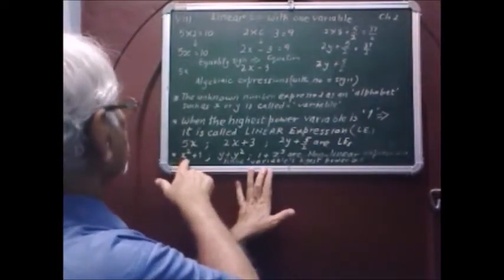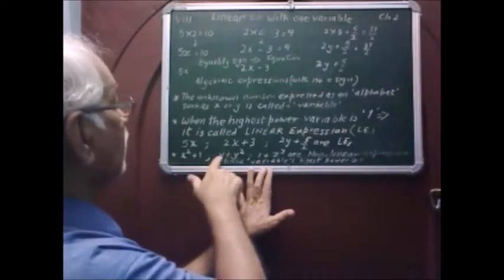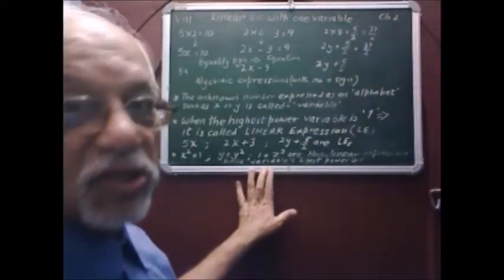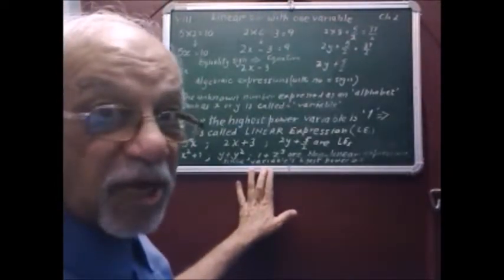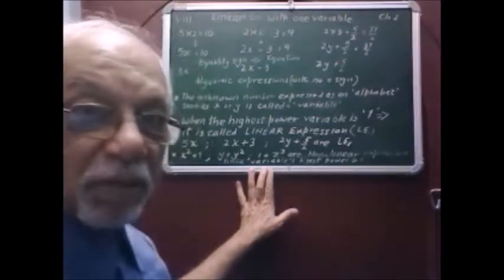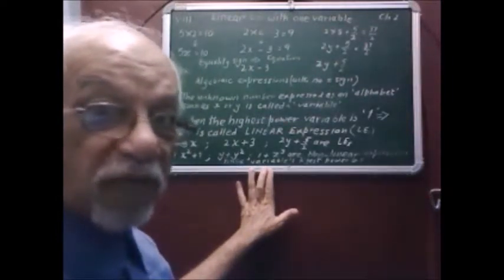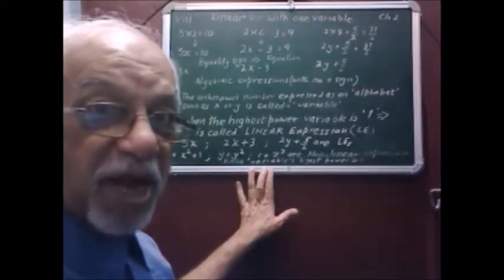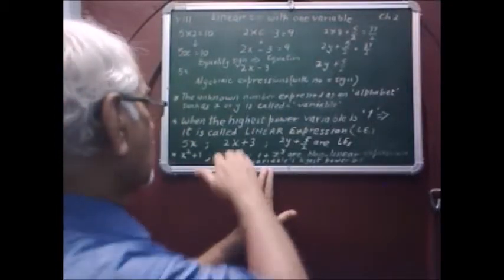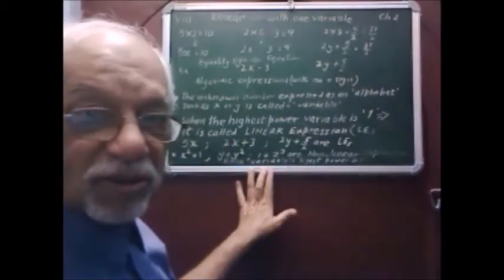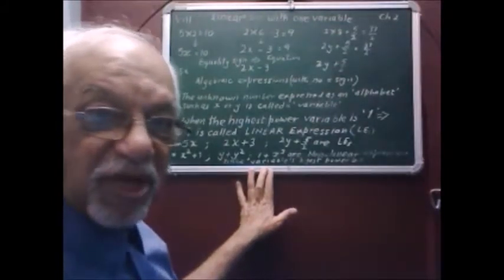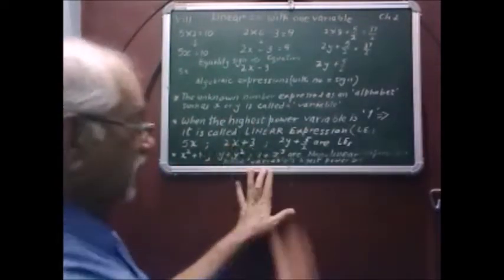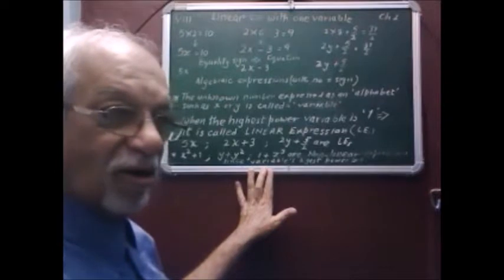But if we consider expressions like x squared plus 1, y plus y squared, 1 plus z cubed, these are non-linear algebraic expressions because the power of the variable is more than 1. So we have learned that a linear algebraic expression is the one in which the power of the variable is 1. And the examples are 5x, 2x plus 3, 2y plus 5 upon 2.